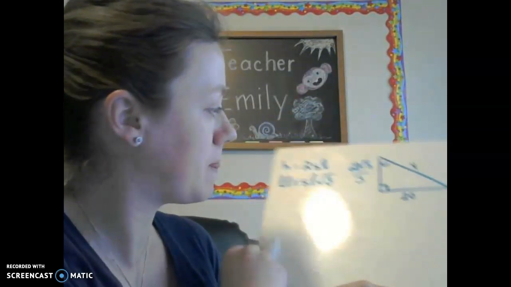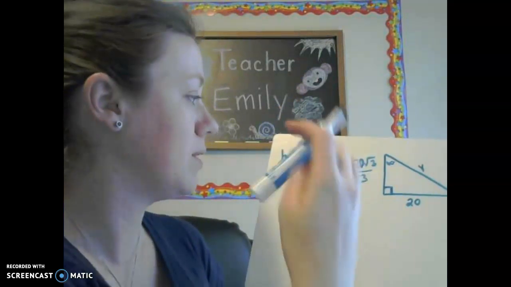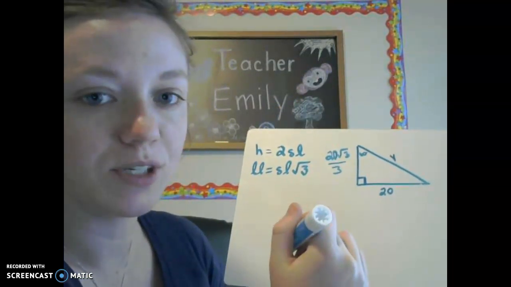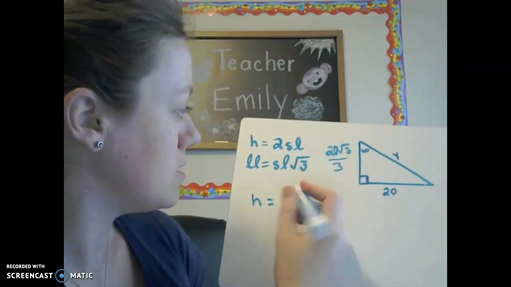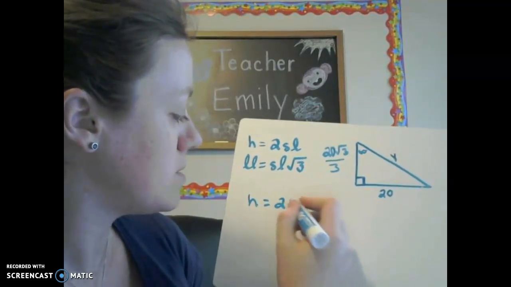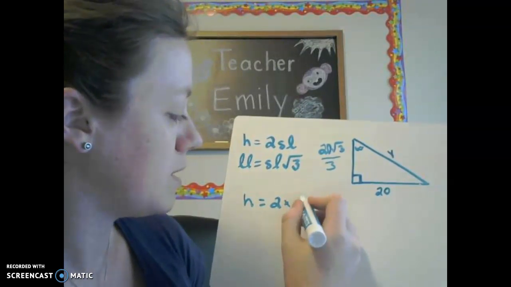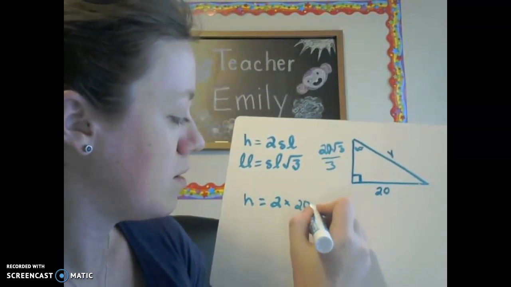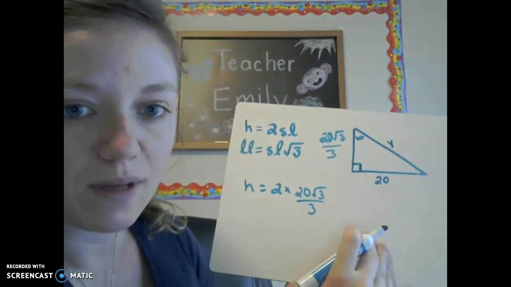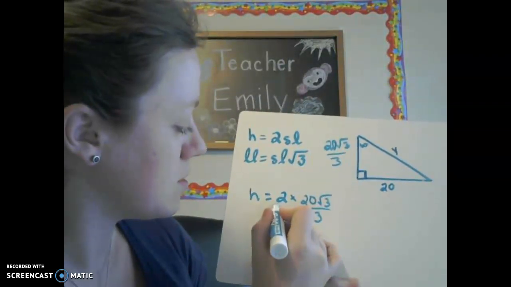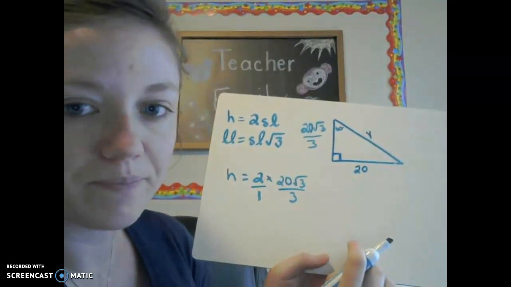Now that we know x, which is the short leg, we can figure out the hypotenuse. So the hypotenuse is 2 times the short leg, which is 20 times the square root of 3 over 3. Now, what I'm going to do to make this a little easier is just to turn this into a fraction as well, 2 over 1.